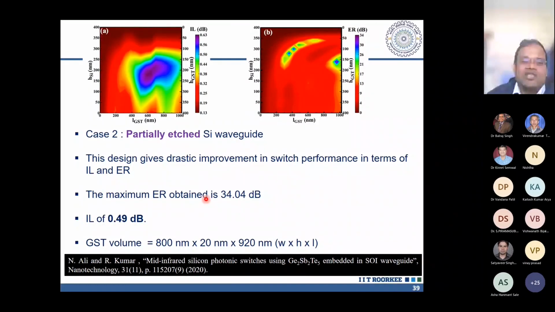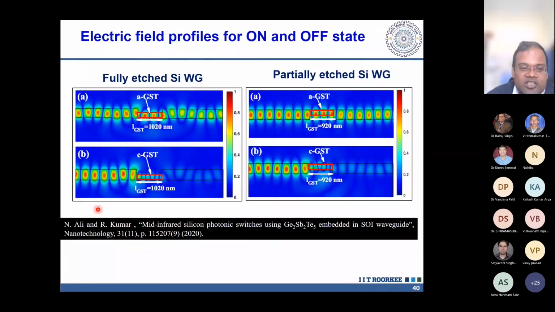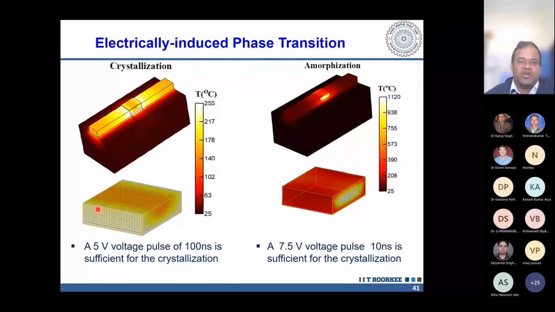Okay, and if you can further live with lesser extinction ratio, this can come further down. Okay, so at 2.1 micron, they give really a high performance. So in both cases here, I'm showing the profiles, and this works as a switch for the fully etched as well as for the partially etched case.